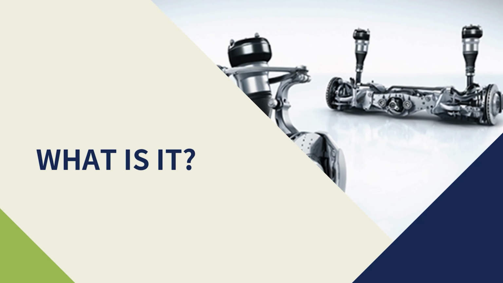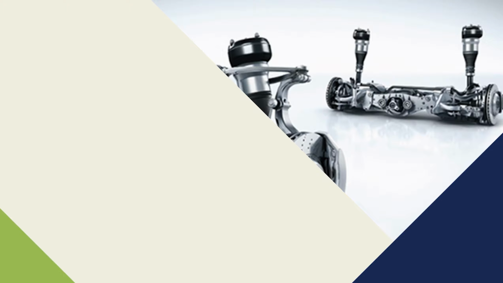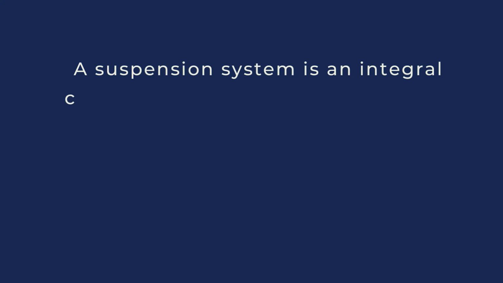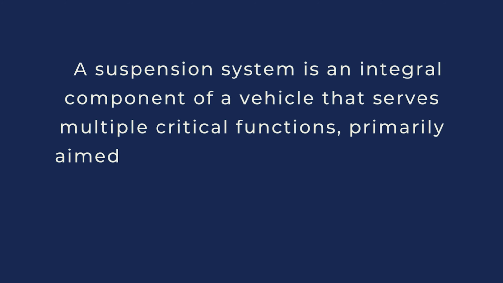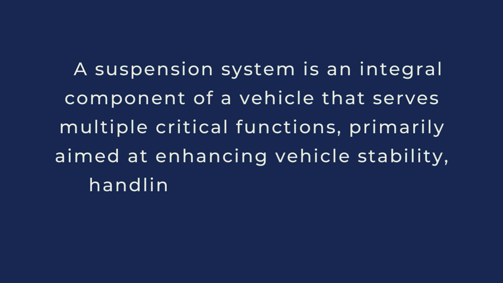So before we get into the components and the engineering design of suspension systems, why don't we first learn about how they work and what engineering principles are involved? And to start with, we need to know what a suspension system is. A simple definition of a suspension system is an integral component of a vehicle that serves multiple critical functions, primarily aimed at enhancing vehicle stability, handling, comfort, and safety.